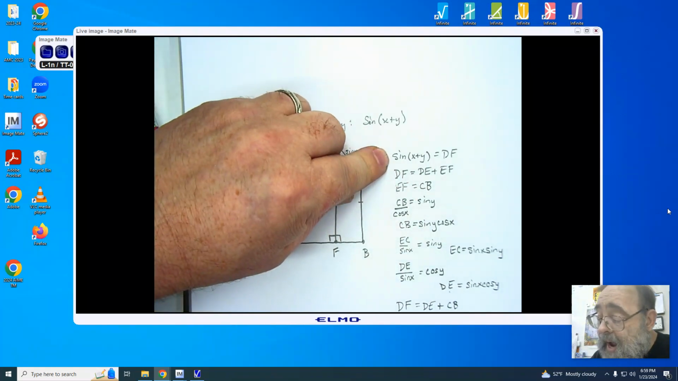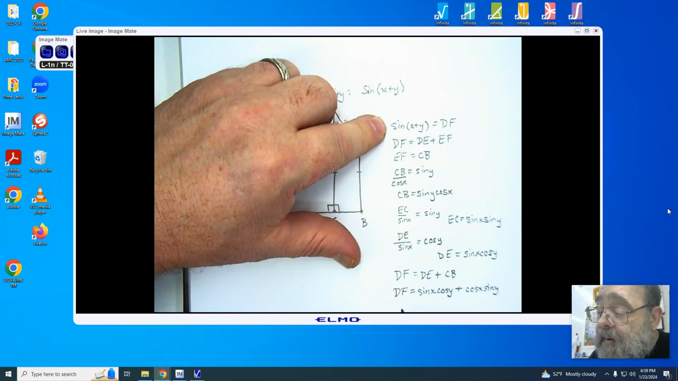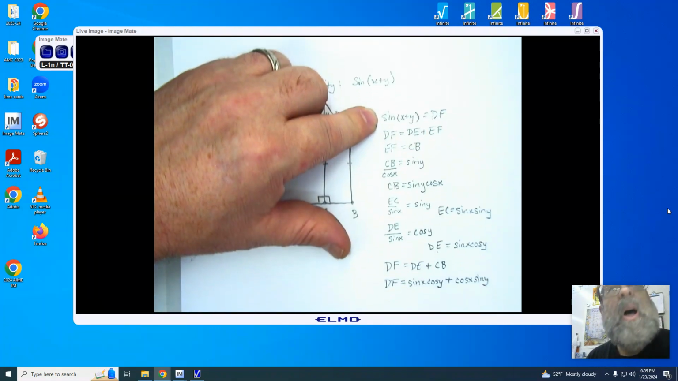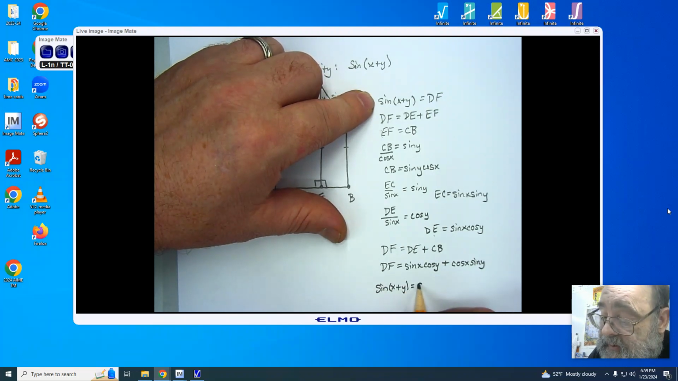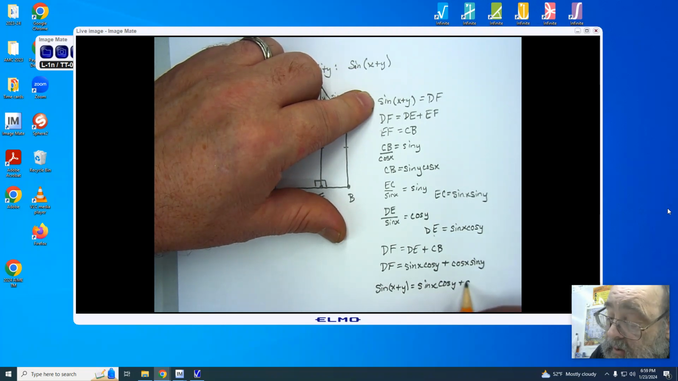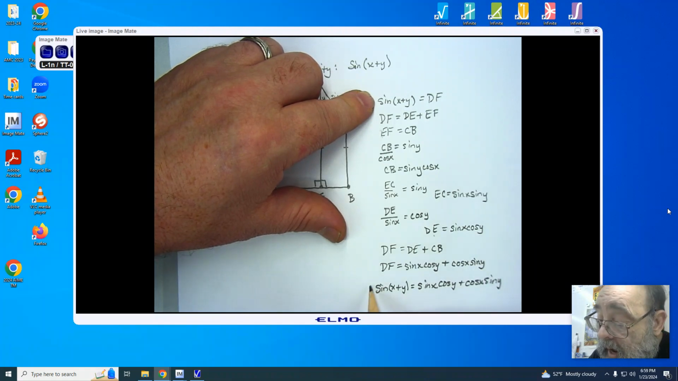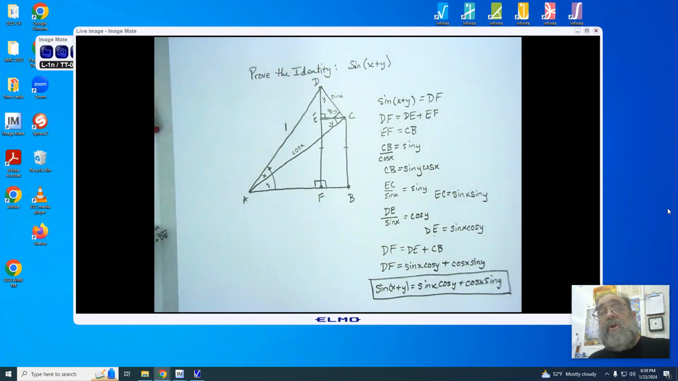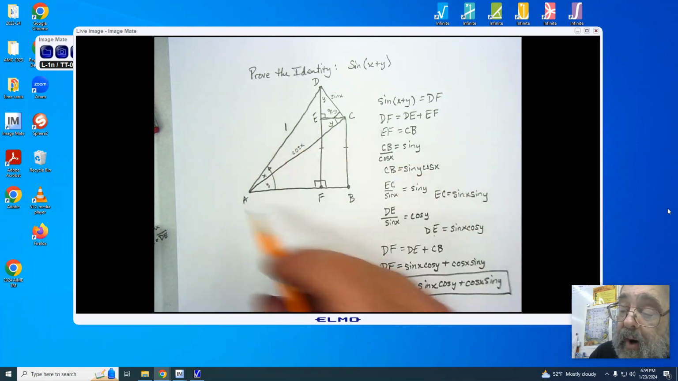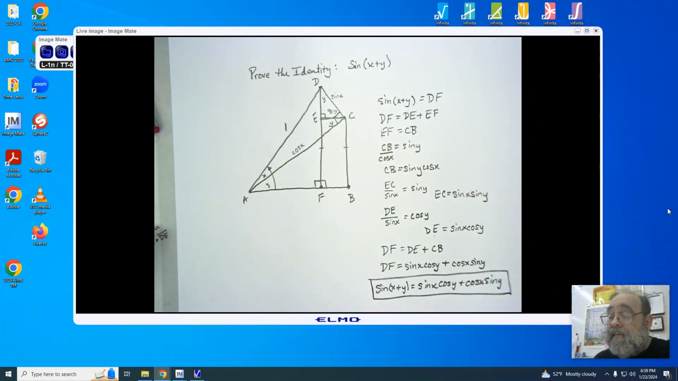And now I can go back and substitute DF with the sine of x plus y. So I have the sine of x plus y has to equal the sine of x cosine of y plus the cosine of x sine of y. And this is the identity that I was trying to show you today in class. Once again, based upon these right triangles.